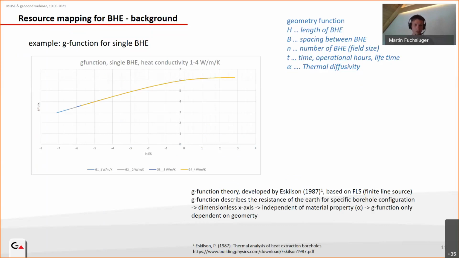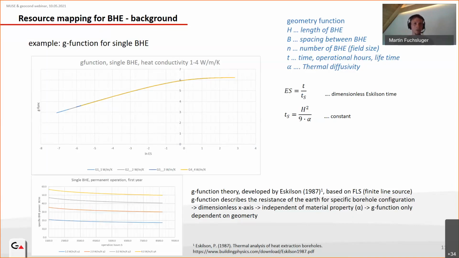And the trick of Eskilson was to make the x, the dependency on time, dimensionless. So he introduced the Eskilson time with this constant, which is dependent on the borehole length and the earth parameter. So in the end, the G function itself with this trick is independent of the material properties of the earth, and so it's only dependent on the geometry.